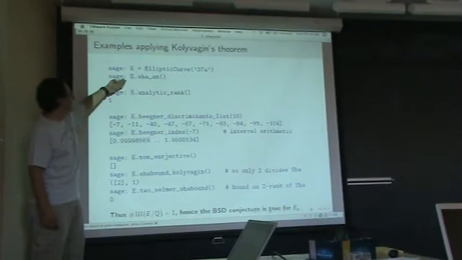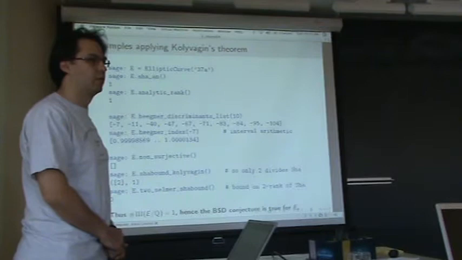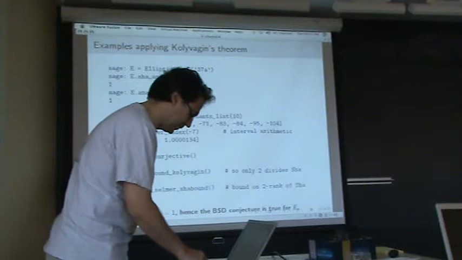So this next to last comment, so only 2 divides Sha, this is somewhat confusing. I should say that only 2 could possibly divide Sha. Yes, thank you. I couldn't quite fit it in on the slide, but you're right. You're absolutely right. So the BSD conjecture is true for that curve.